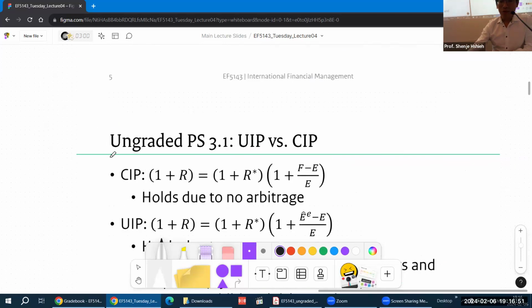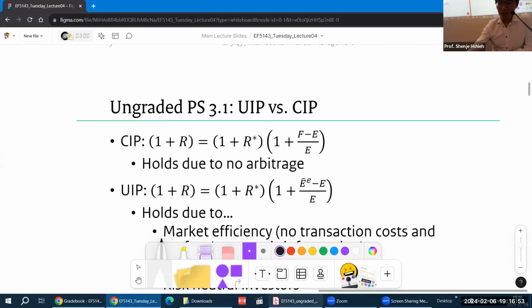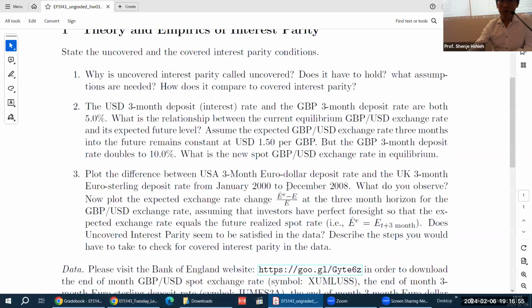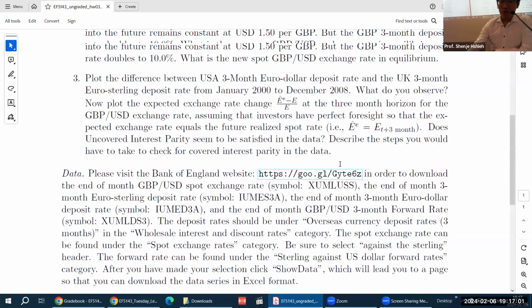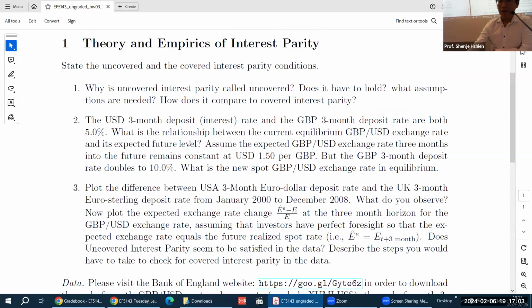All right, so our next agenda item is to go over ungraded problem set number 3. It's only one question, and the first 2 parts are just testing your understanding of how to use UIP and, I think, CIP, right? And then asking you to regurgitate why there's this difference between UIP and CIP. Why is UIP called uncovered and CIP called covered, etc.